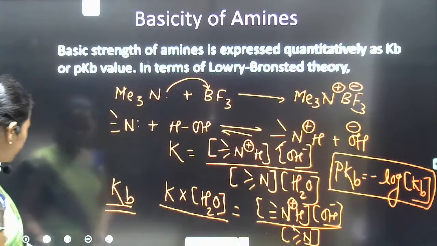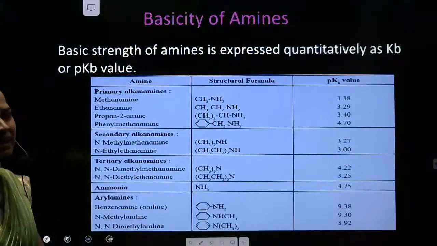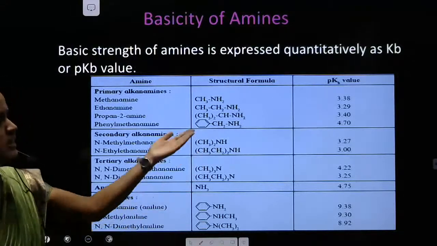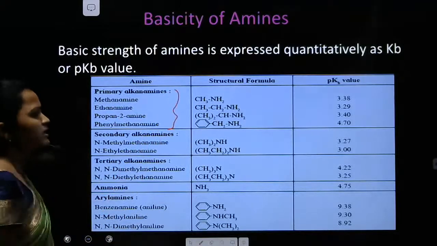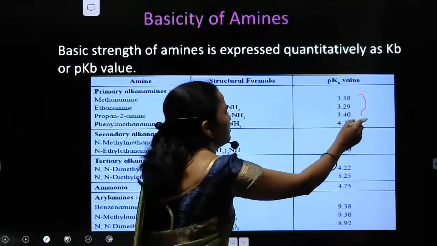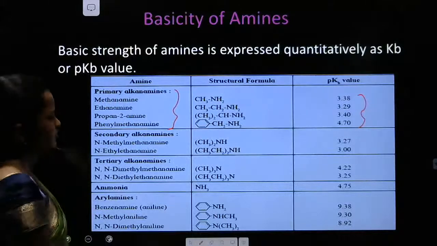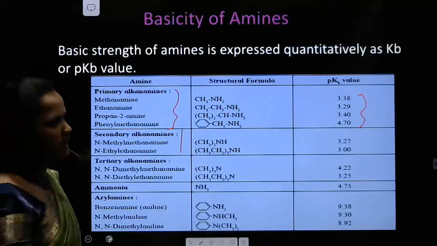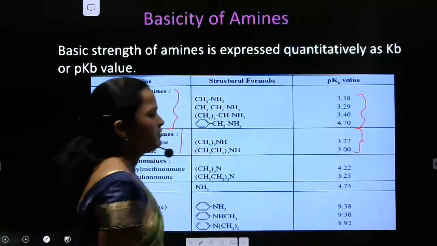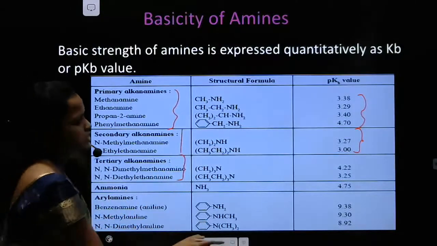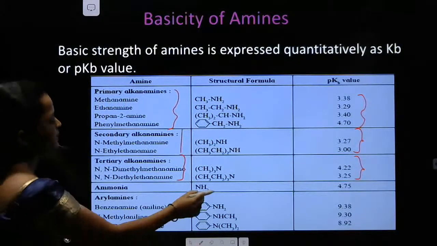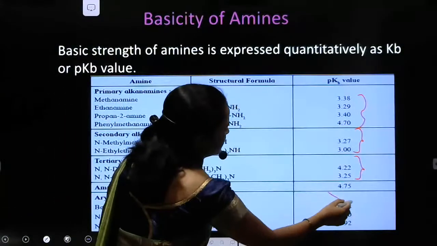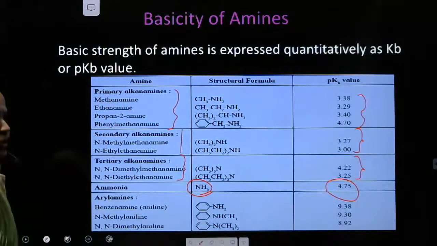Okay, so let's see some examples of primary amines, secondary amines and tertiary amines and their pKb values. Here are some examples of primary amines and their pKb values. This one is the secondary amines, and these are some pKb values. These are some tertiary amines, and these are some pKb values. And what about ammonia? This one is ammonia, and that is its pKb value. These are the aryl amines.